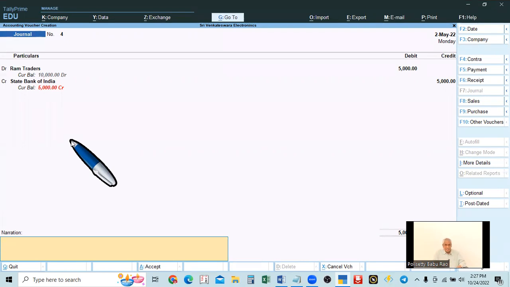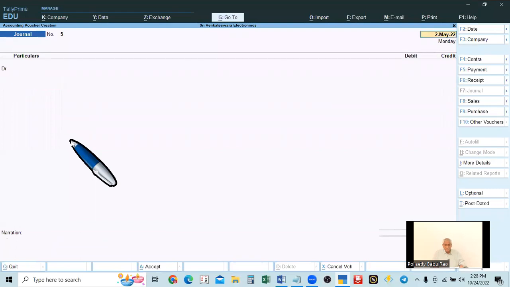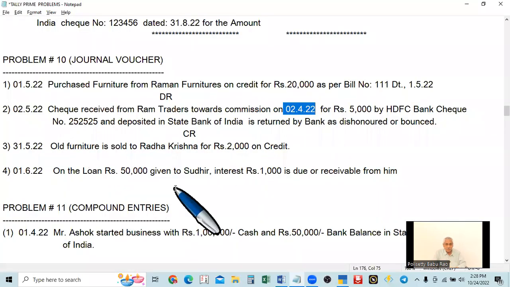Here, in the narration, you can write check amount bounced, or you can write it as commission, check bounced or dishonored. That's all. We can enter. Understand now? Right. This is over. Next.